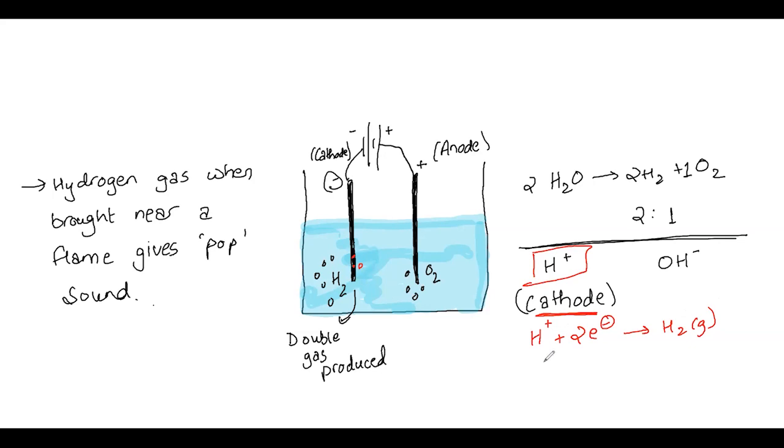Now when we see the anode, it is positively charged, and it attracts OH minus ions. Okay, so clearly, a reaction goes on with these OH minus ions, and oxygen gas is formed at the anode.